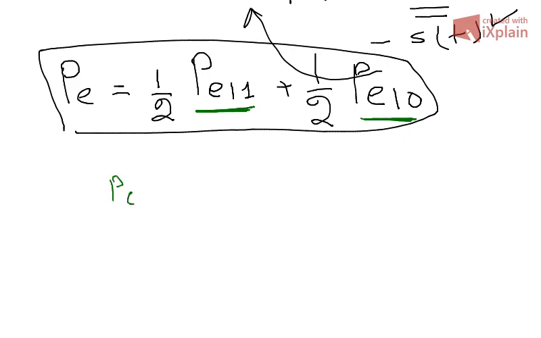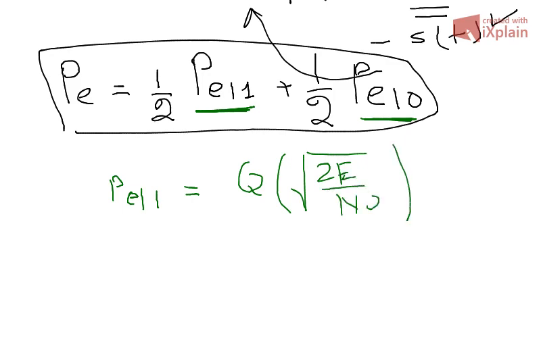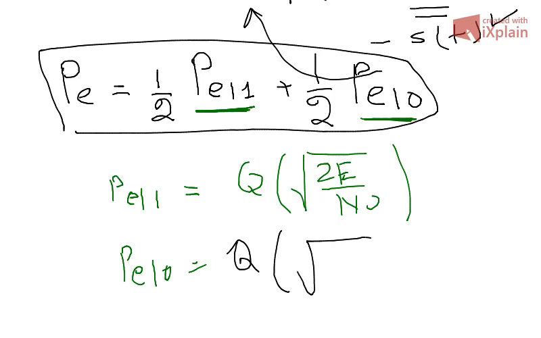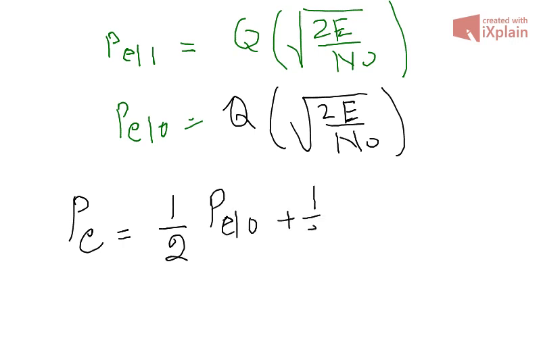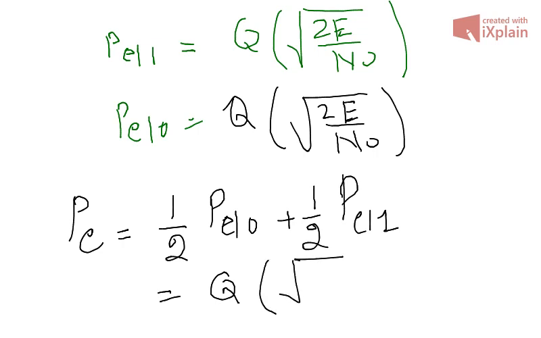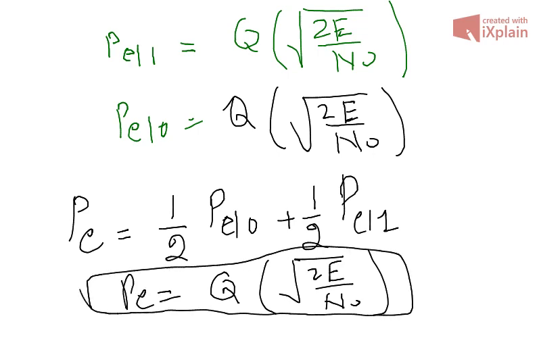The probability of error when a 1 is transmitted, which we just derived, when s of t is transmitted, is Q of square root of 2E over N naught. Similarly, for the probability of error when 0 is transmitted, you would get the same expression. You can verify it by following these steps. The total error probability is half of PE given 0 plus half of the probability of error given that 1 is transmitted. So it would again be equal to Q of square root of 2E over N naught. This is the total error probability which we derived earlier.